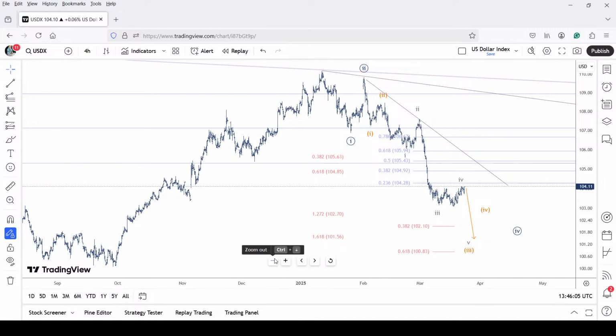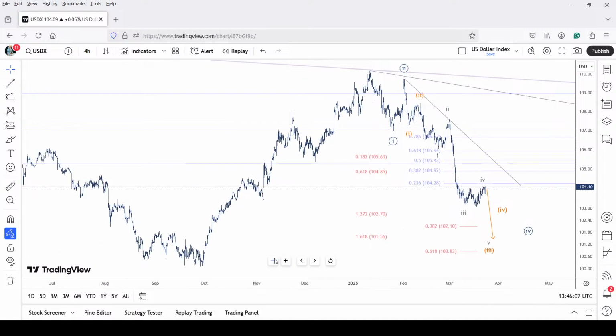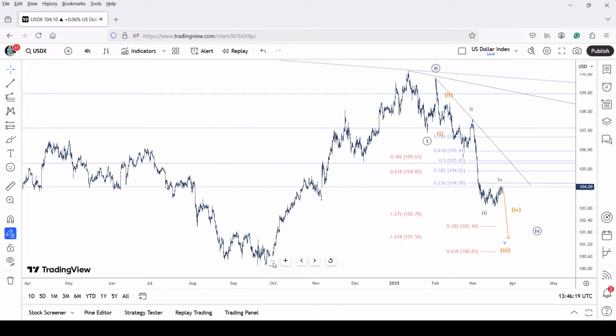Let's try and assume or presume where the pullback could go. I don't know if this could also be seen as 1, 2, 3, 4, 5. So the entire drop can also be retraced.